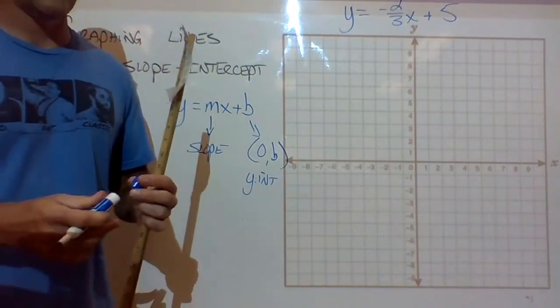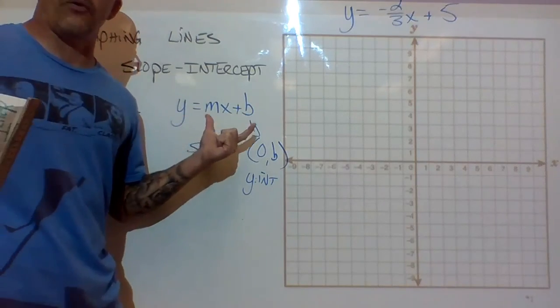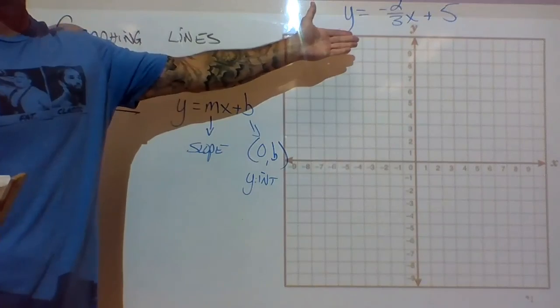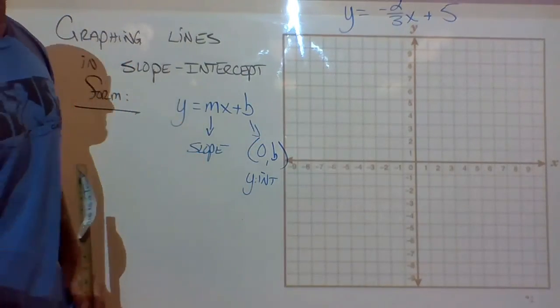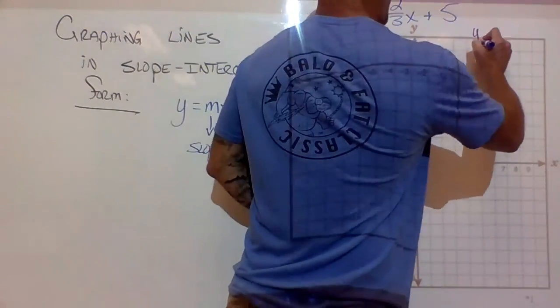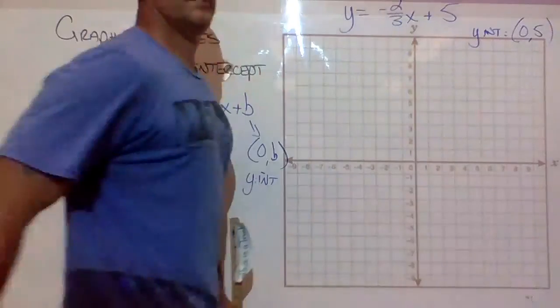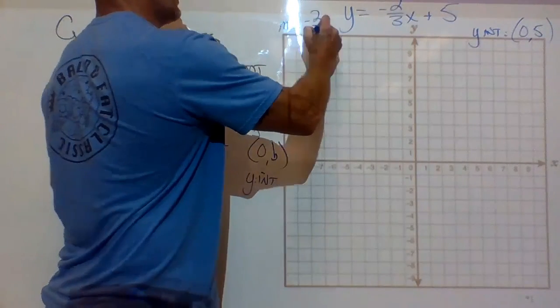Graph it. The nice thing is you look at that and go, hey, it's in y equals mx plus b form. It's in slope-intercept form, which means I can graph it. I can pull out the slope, I can pull out the y-intercept. We start with the second thing, the y-intercept. My y-intercept in this case is (0, 5). My slope, as you know, is negative 2/3.